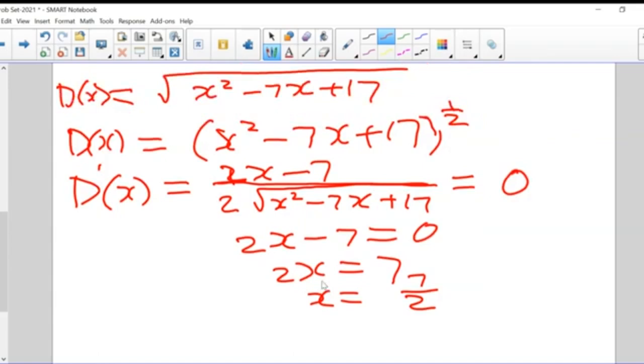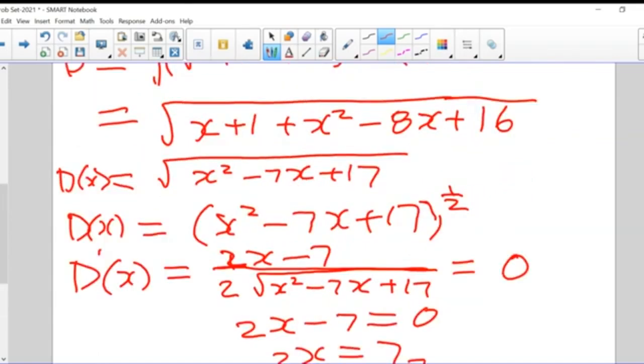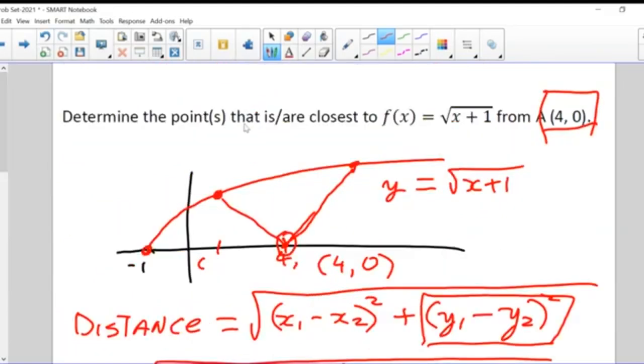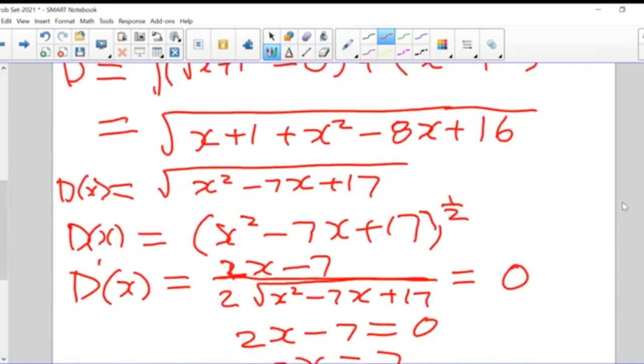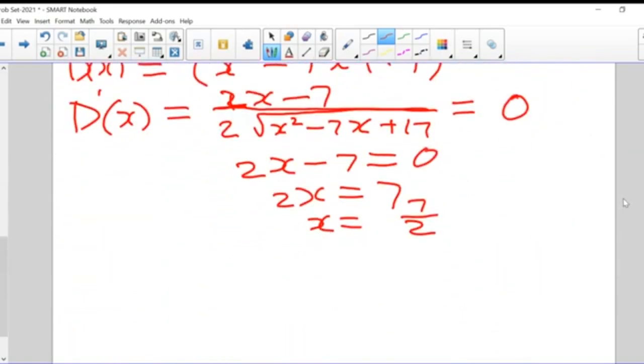Correct. Now, let me see what the question asked us, because I want to make sure we're answering the question. Determine the point that is closest to f of x equals that from it. So we have the x value of when it is closest. So do we need to find, of course you do, Sarah, yes. That would be an actual coordinate now, because that's what it says. Find the point or points. Turns out there's only one, by the way, that's closest to it. So we have the x value where it's closest, so we need the y value.